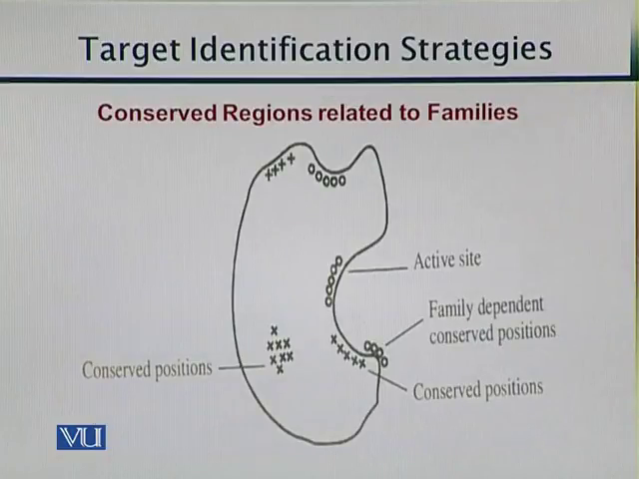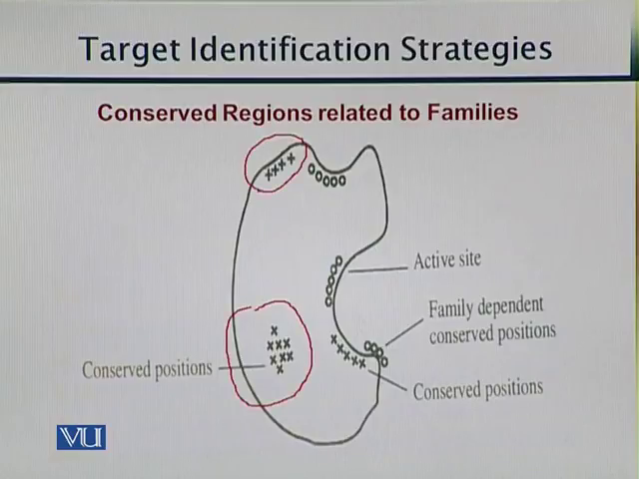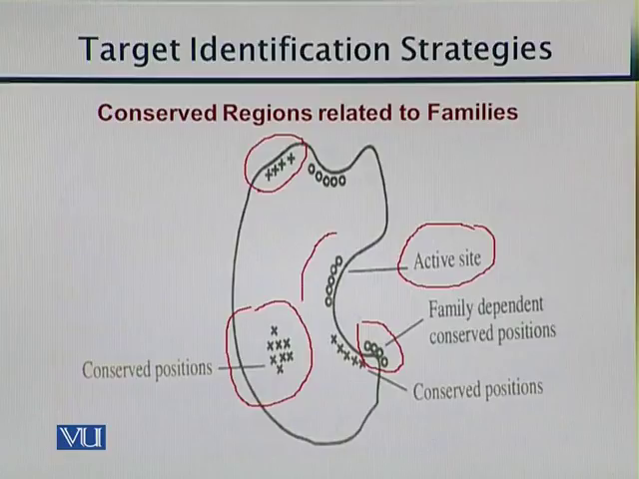Now, what are conserved regions? Conserved regions are those parts of proteins which do not change rapidly, or which do not change over time. What is shown in this figure is that we have these conserved positions, which are shown by this cross, and similarly here. Then we have these family-dependent conserved positions, which are shown by this figure. What we have shown here is the active site, which is most importantly used for ligand binding or for protein-based interaction with another protein. It can be seen that these conserved positions can be present at this active site also. So what we conclude from here is that conserved regions can be related to families.